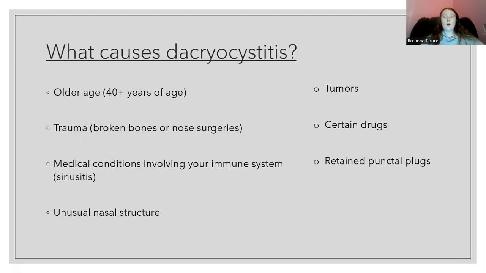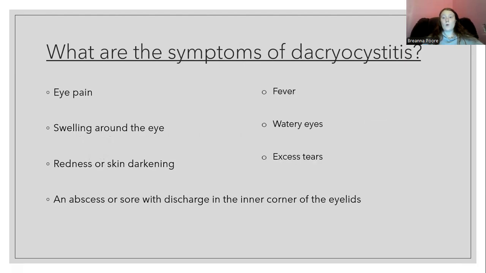What causes it? Old age, if you're over the age of 40, trauma like broken bones or nose surgeries, medical conditions involving your immune system like sinusitis, unusual nasal structure, tumors, certain drugs or medications, and retained punctal plugs. What are the symptoms of dacryocystitis? Eye pain, swelling around the inner eye, redness or skin darkening, an abscess or sore with large discharge or pus in the inner corner of the eyelid, so about right here, fever, watery eyes, and excess tears.